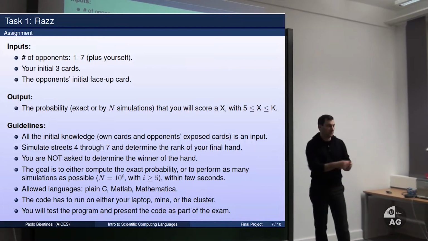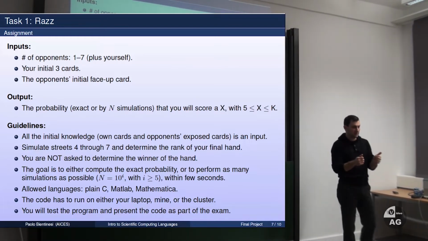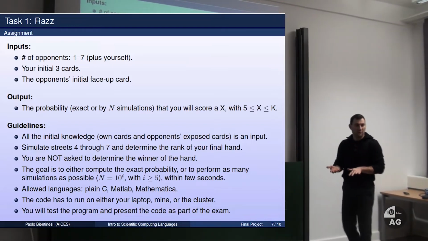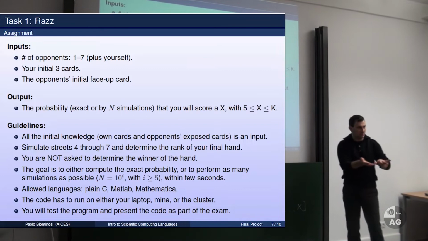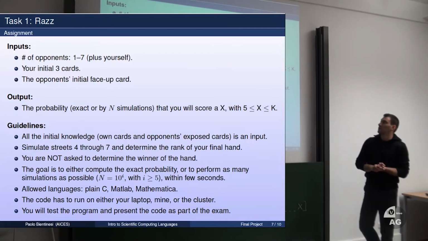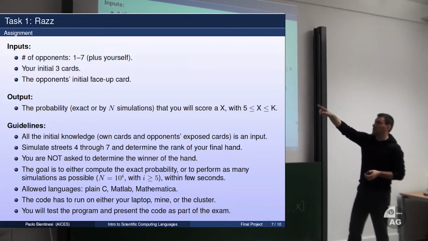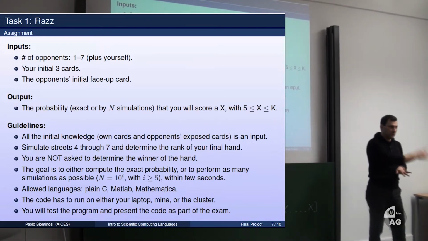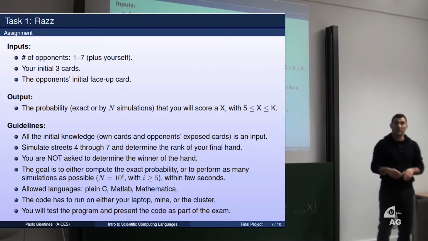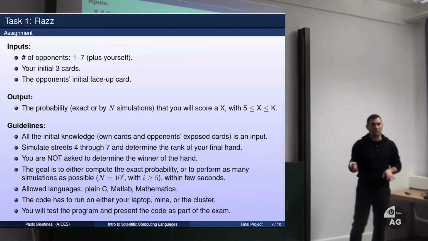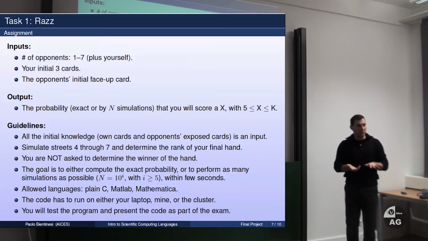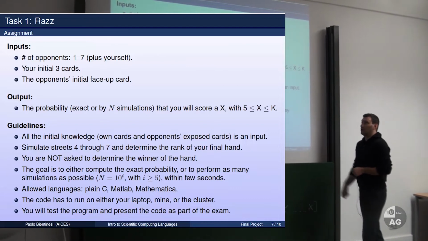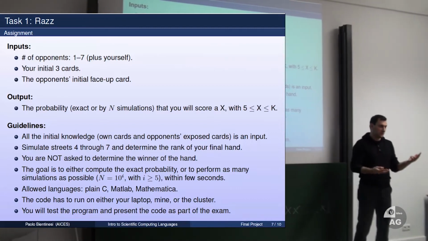Then you remember that you have 3 cards, 2 face down, 1 face up. Those 3 cards are your input because you have access to all of them. So your initial 3 cards, and then the opponents' initial face-up cards. If you have 5 opponents, you know the face-up card of each of the opponents. So as input, you know 8 cards, 3 of yours and 5 opponents'. If you only have 1 opponent, you know 4 cards, 3 of yours.